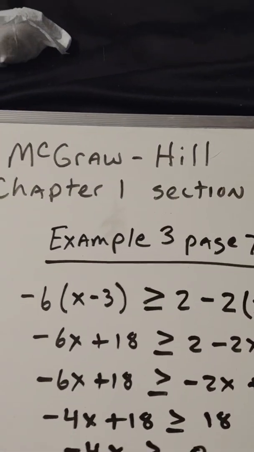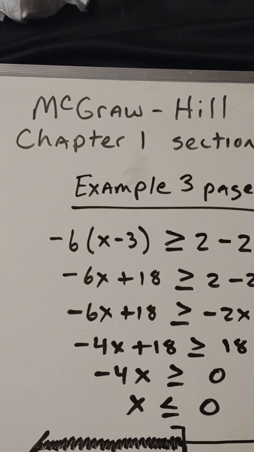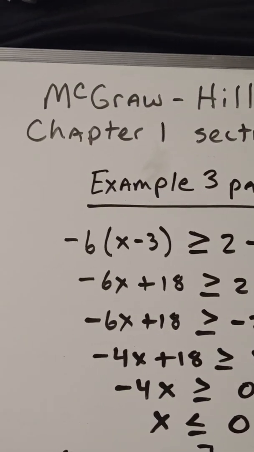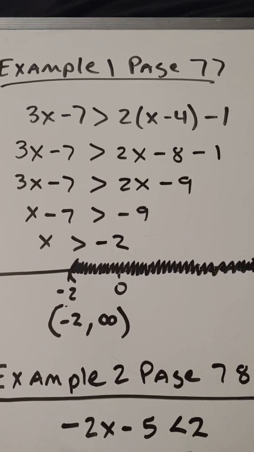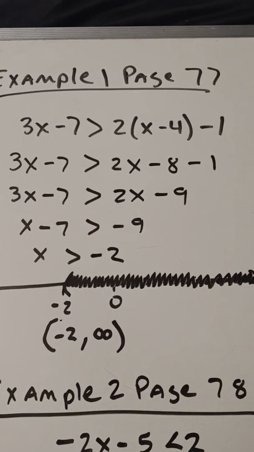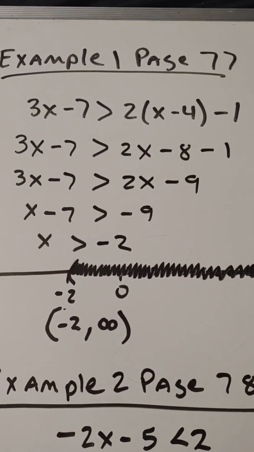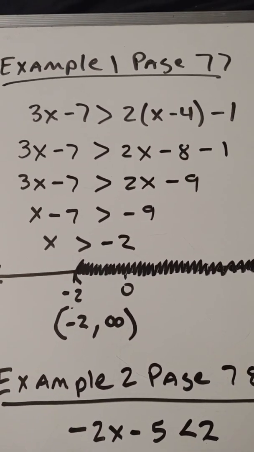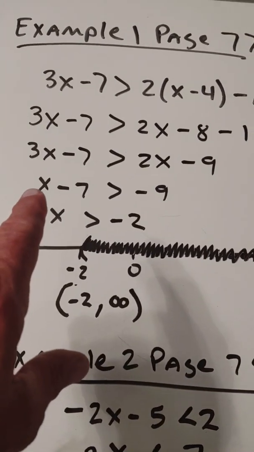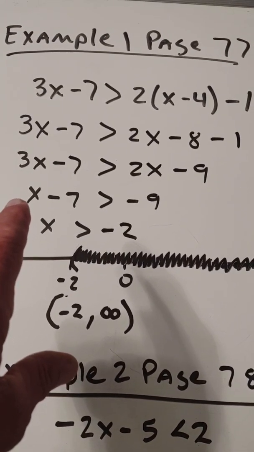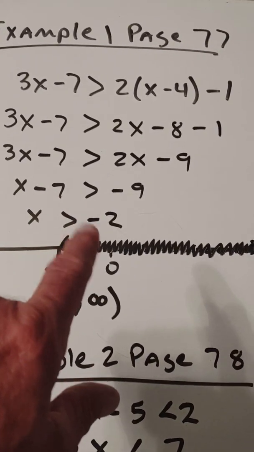Okay, this is McGraw-Hill Chapter 1, Section 4, Graphing, or I should say solving linear inequalities. This is the same process as solving equalities, meaning with equal signs, with one difference. When you get to two-step form, like we are here, if the number with the variable is negative, we're going to have to flip this sign.